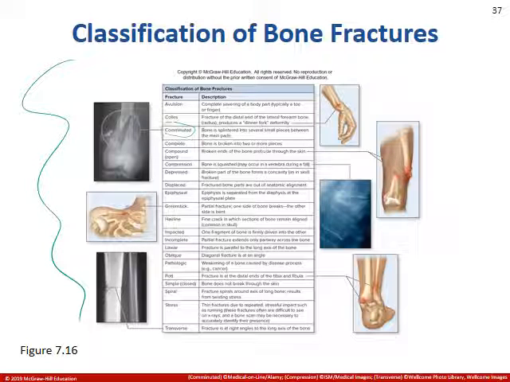Comminuted is interesting. I just like the word, but basically the bone is splintered into several small pieces. You're probably going to have screws or plates to put all that bone mess back together, right? Greenstick is interesting. This usually happens in children. Remember, they have more cartilage, so their bones are a little bit more pliable. So it's a partial fracture. It didn't break all the way through. It just kind of splintered a little bit.